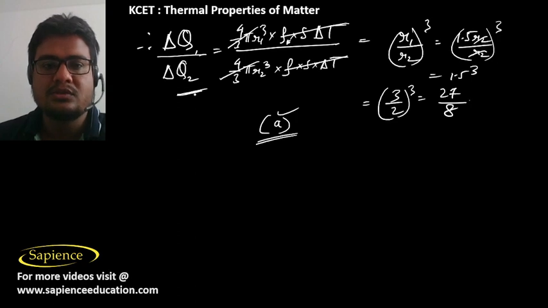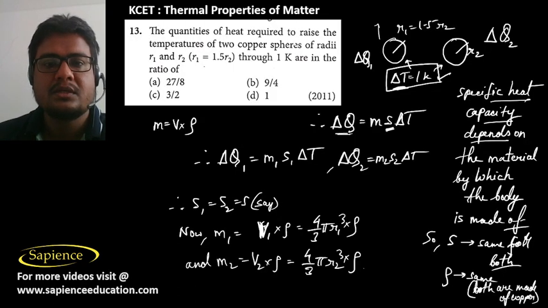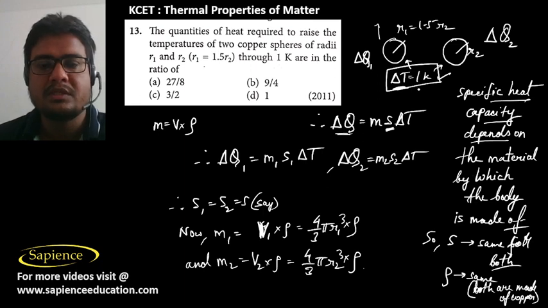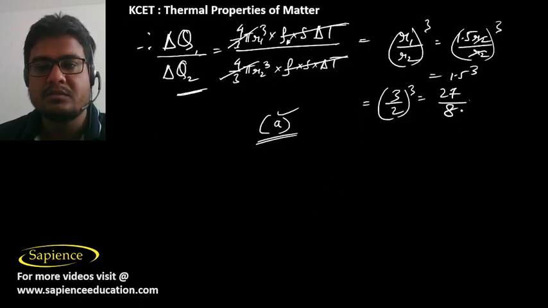So the ratio of the heats required to raise the temperature of the copper spheres by 1 Kelvin is 27 by 8.